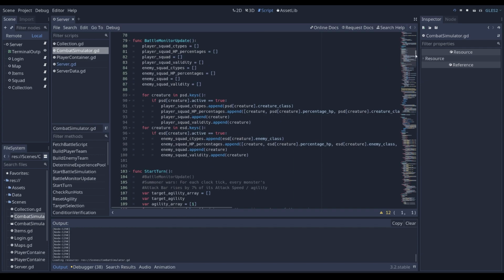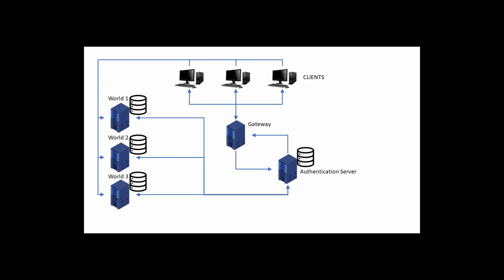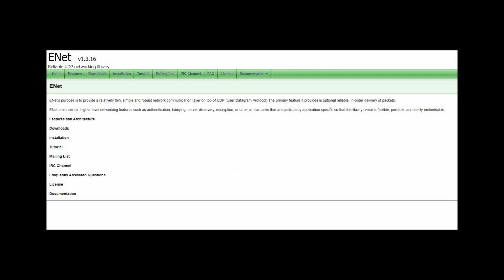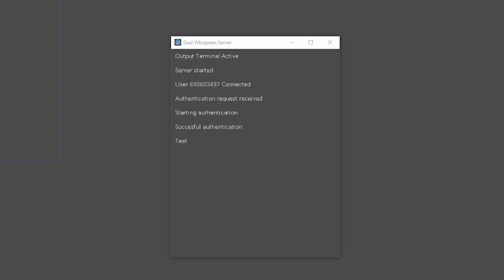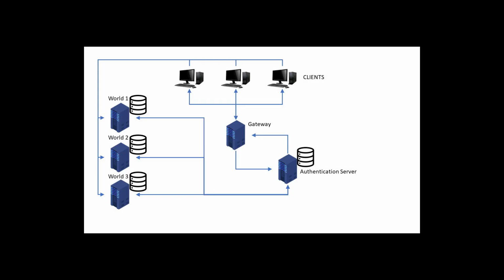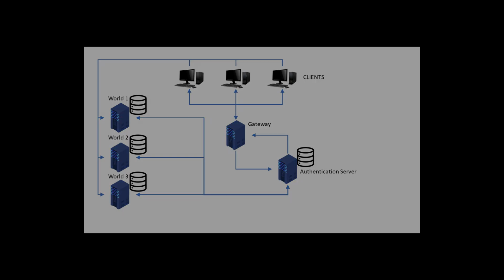I'm also extremely pleased with the high-level multiplayer integration based on the ENet protocol. It is one of the most elegant implementations of the ENet protocol I've ever seen in a game engine, and I'm building the entire multiplayer network architecture on it.